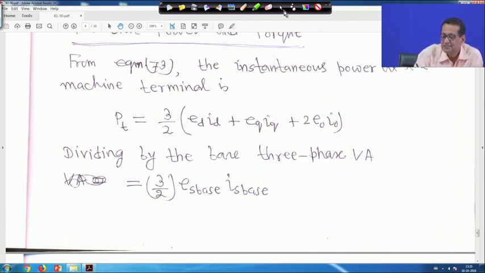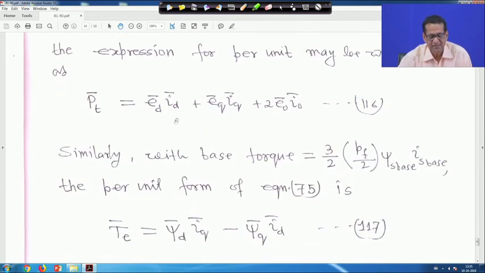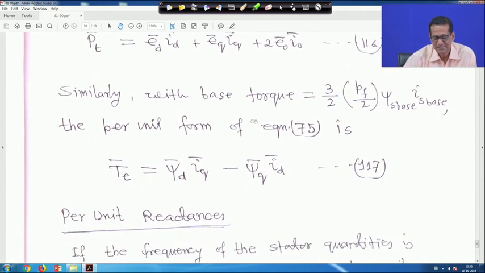So that is why this equation is written as PT bar is equal to ED bar ID bar plus EQ bar IQ bar plus 2 E0 bar I0 bar. The expression remains the same, only the values are per unit, and all numericals will be done in per unit values. We will see the transformation from real values to per unit values. This is equation 116. Similarly, we have the base torque, that is 3 by 2 PF by 2 psi S base IS base, which we have also seen.